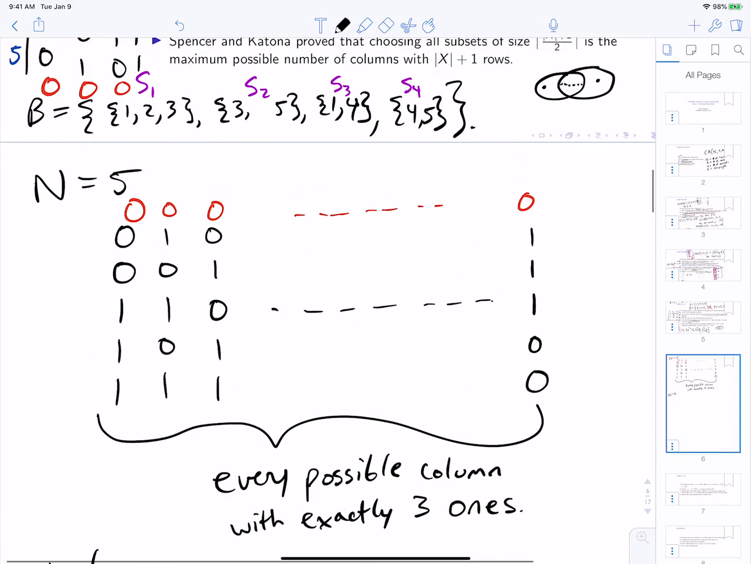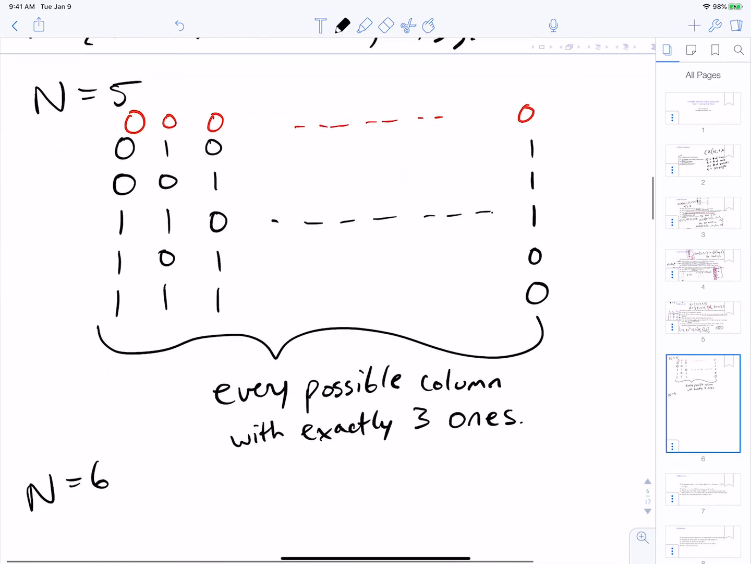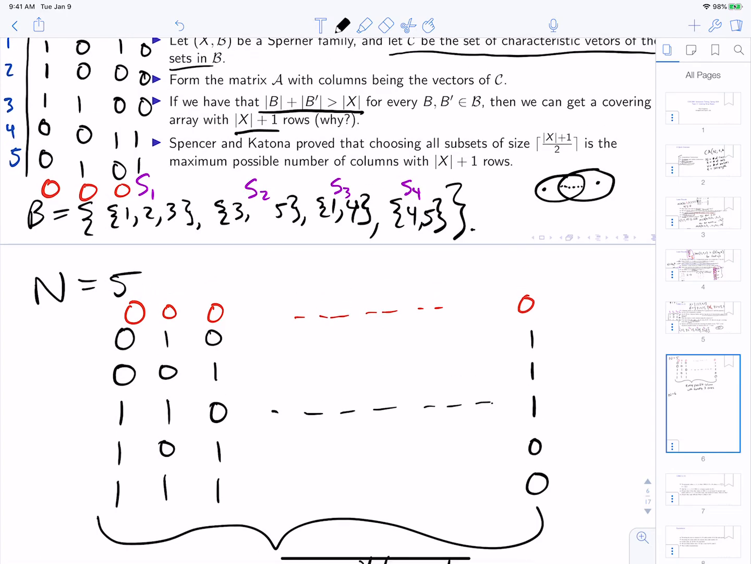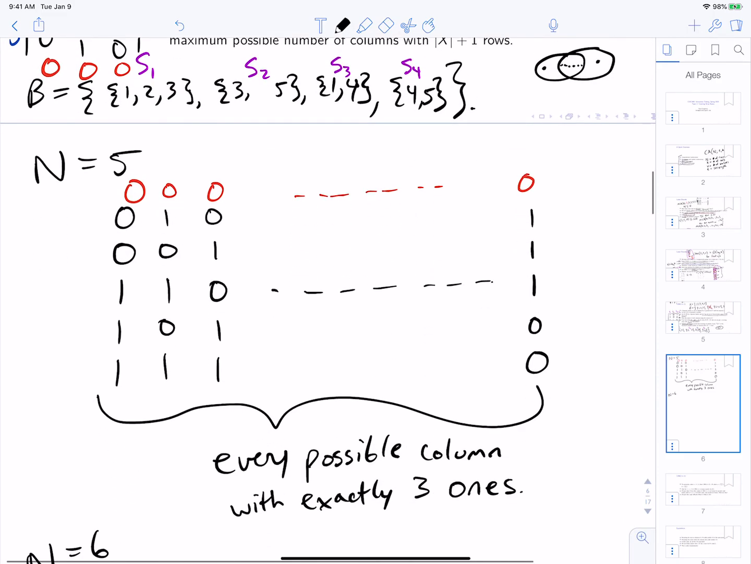And so could it be feasible that we can do better than this? That we can have fewer rows? And it turns out it is feasible that it could be. But there's a result from a long time ago by Spencer and Katona, who independently proved that this is actually the best you can possibly do. You cannot do better than this.